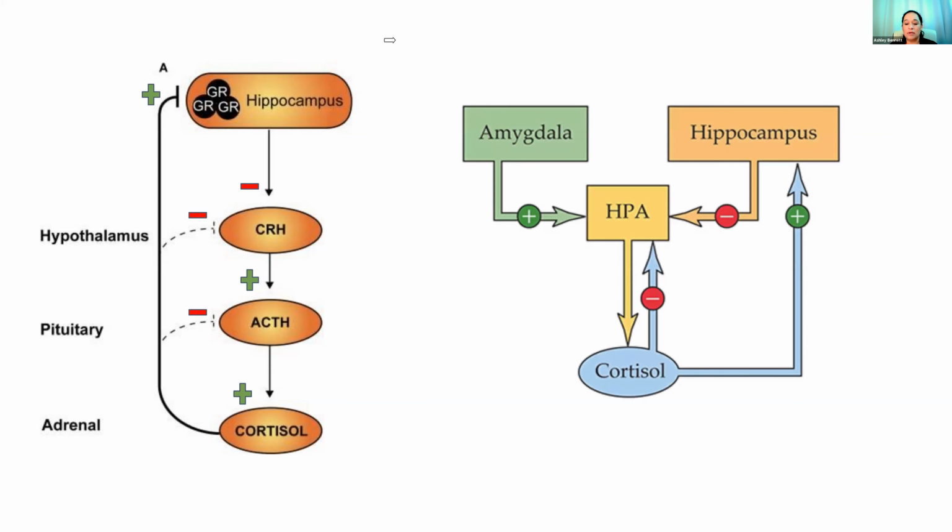So a simplified version is the amygdala triggers your HPA axis. The hippocampus shuts it down. And cortisol has a negative feedback both to the HPA axis and a positive feedback to the hippocampus. So this part is a little bit confusing. What I want you to know is that the hippocampus has receptors for cortisol. It is full of glucocorticoid receptors. And so as cortisol binds to those, the hippocampus now has enough signal to shut down this whole stress response. And this is going to be very important moving forward.